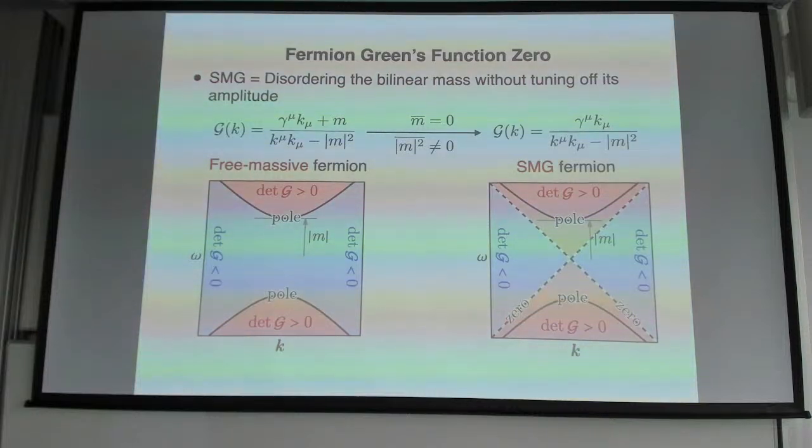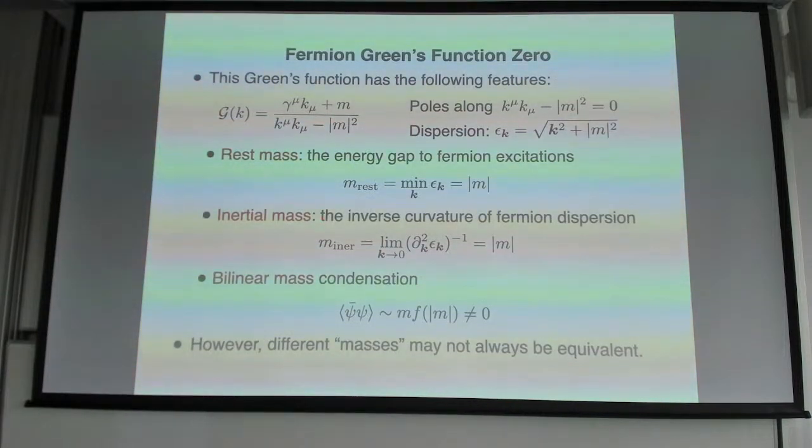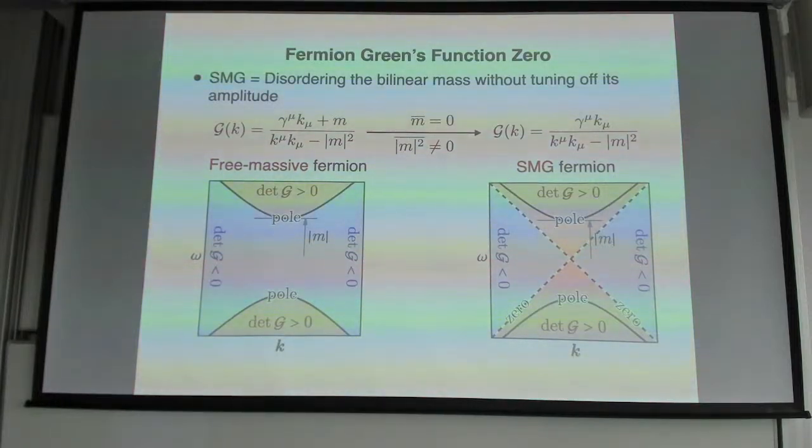SMG is indeed a scenario where it still produces a rest mass and an inertial mass, but it doesn't produce the bilinear mass condensation. That's what I want to explain, because you can think about the SMG as disordering the fermion bilinear mass term without turning off its amplitude. So you still keep the amplitude of the mass term, like m squared. This is still fine, because m squared will survive the random fluctuation: the gauge fluctuations are just changing the phase angle of this mass m, and then the absolute value squared is perfectly fine under averaging, but m itself will average to 0.